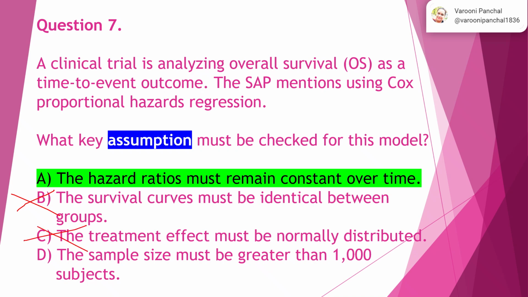The sample size must be greater than 1,000 subjects. Now this is immaterial. Even if the sample size is less than 1,000, or even 100 or 200 patients, that does not mean you don't analyze OS as a time to event outcome. So this is not the right answer. It is not dependent on the sample size number. So the correct answer is the hazard ratios must remain constant over time. This is the assumption that should be checked for this model.